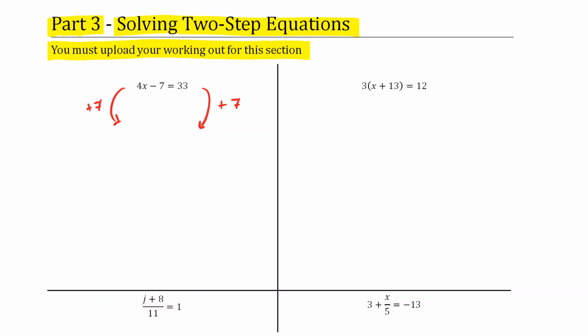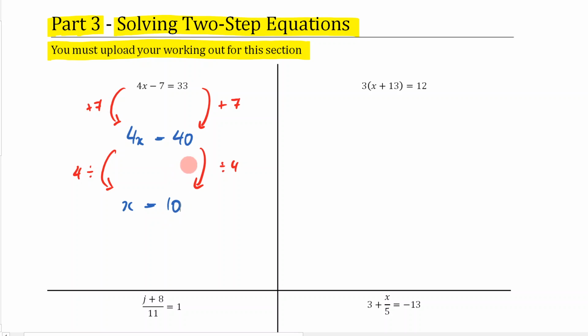Okay, so now we keep on going. I'm going to get 4x is equal to 33 plus 7 is 40. And then the last thing that you do here is you divide both sides by 4. Divide by 4, divide by 4, which means x is equal to 40 divided by 4 is 10. So x is equal to 10 for the first one here. Let's give that a highlight, and pause the video and give the next one a go for yourself. Remember, you want to be pausing each time to give the next question a go for yourself.